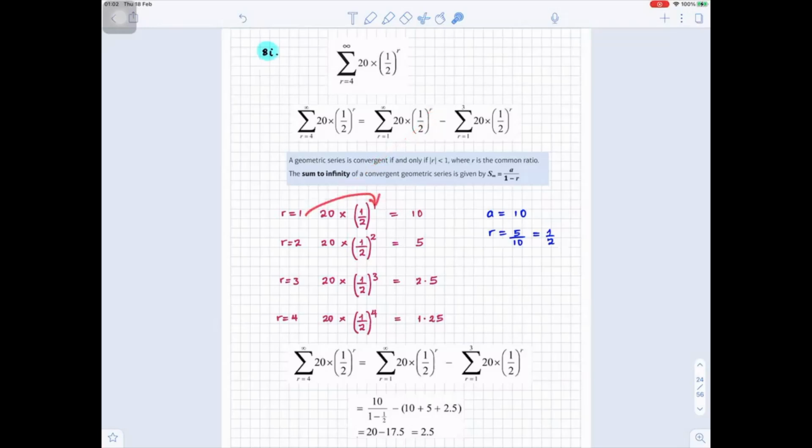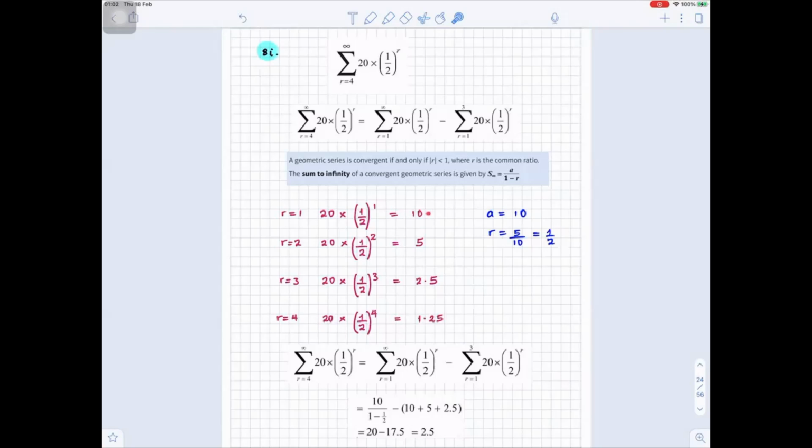We'll put 1 there. You get 10. When r is 2, we put 2 there. We get 5. When r is 3, we put 3 there. Get 2.5. And when r is 4, it gives you 1.25.